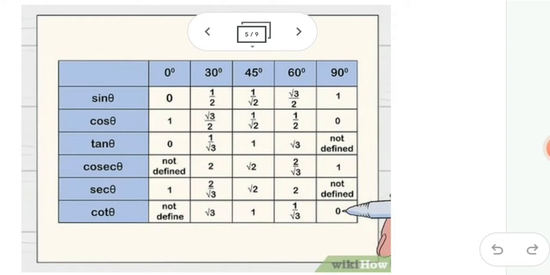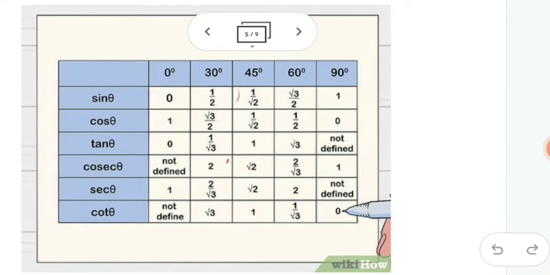Sine, cos, tan values we already learned how to find in the previous slide. I have explained. Now we know sine 0 is 0. So reciprocal of 0 will be 1 by 0. And we know division by 0 is not defined. So cosec 0 will be not defined.